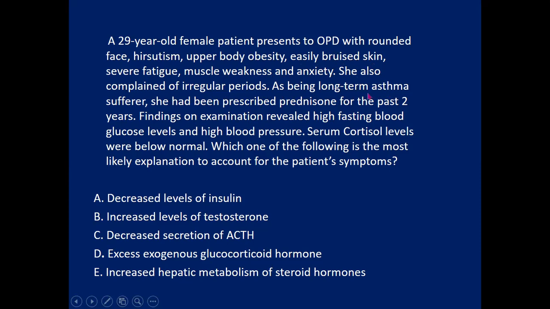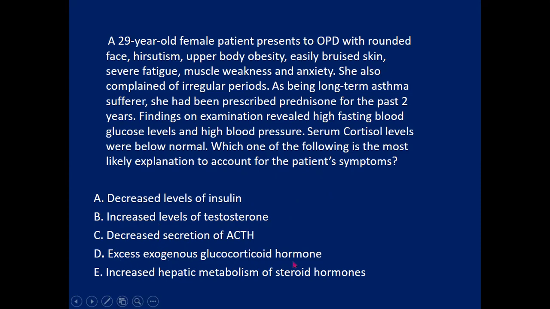Being a long-term asthmatic sufferer, she has been prescribed prednisone for the past 2 years. Finding on examination revealed high fasting blood glucose levels and high blood pressure. Serum cortisol levels were below normal. Which one of the following is the most likely explanation to account for the patient's symptoms? Decreased level of the insulin? No logic. Increased level of the testosterone? All these effects cannot be due to the testosterone.